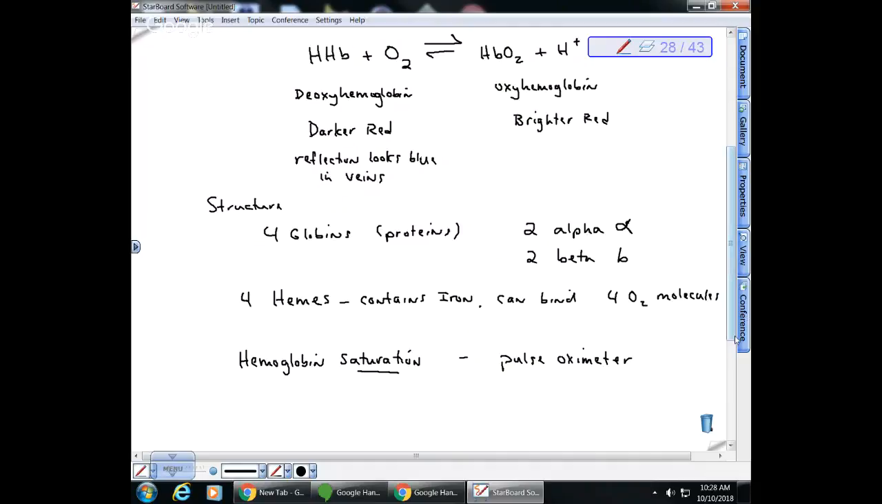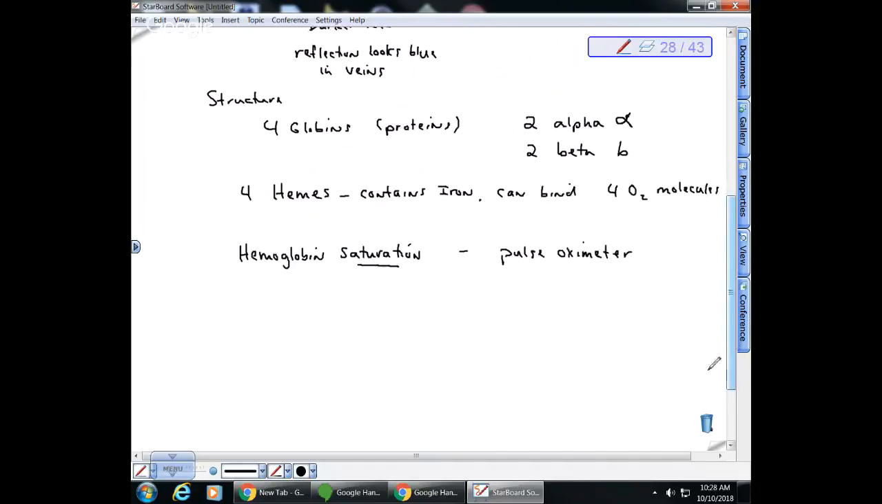If you are below 75%, then this is hypoxia. Hypoxia means low oxygen, right? And you will probably be cyanotic. What does that mean? Blue. Cyan is blue, so this means that you'll have a blue tint to your skin.